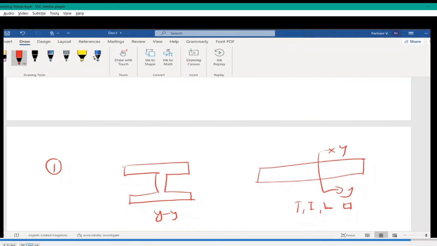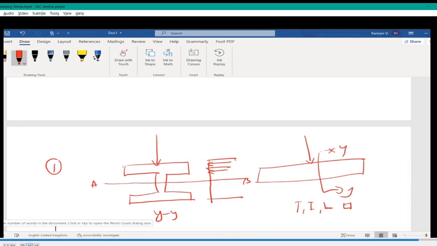Now, if you take the cross section of I, the distribution of stresses will be like this. I'll show the value here. If you draw the distribution of the compression and tension, compression going inward, just put it like this. Will it be reducing towards the neutral axis AB, or increasing towards the neutral axis? It will be reducing to 0 at the neutral axis.